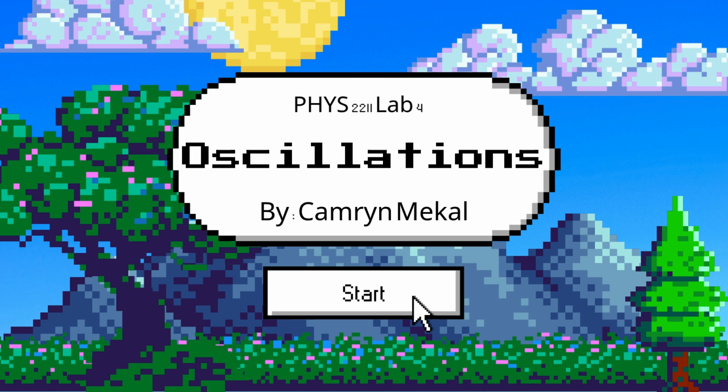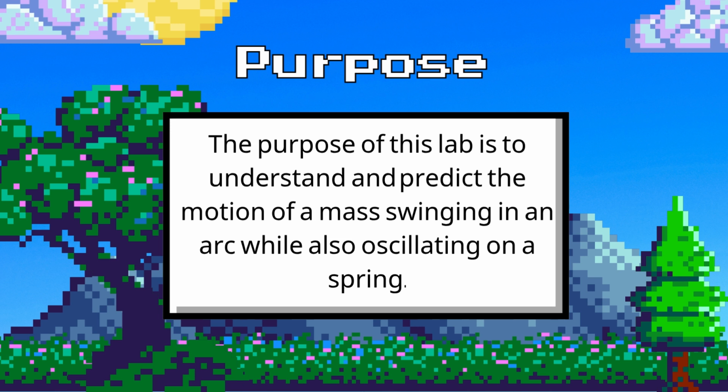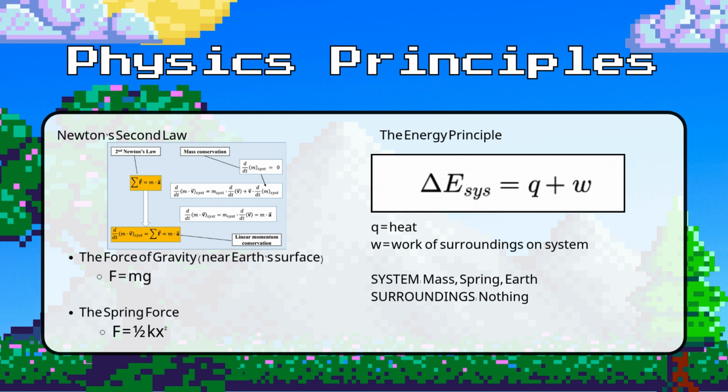This is my video lab report for Lab 4, Oscillations. The purpose of this lab is to understand and predict the motion of a mass swinging in an arc while also oscillating on a spring. Here are some relevant physics principles that were relevant to this lab.